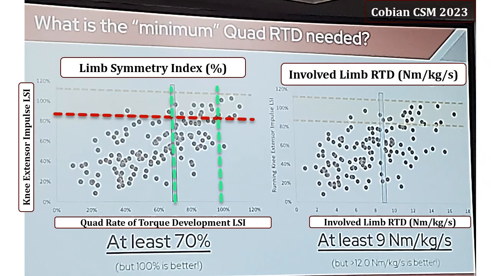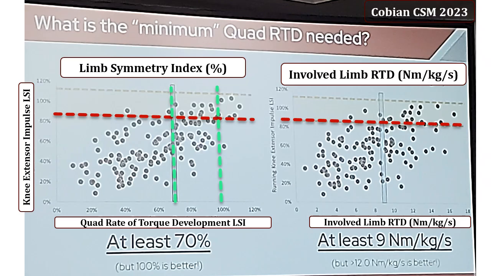That being said, when we look at this, not so much from a limb symmetry index, but when we look at the rate of torque development relative to body weight, in the second figure you have running knee extensor impulse, same as you did on the first graph. The x-axis here is the involved limb rate of torque development, and it's quantified in Newton meters per kilogram per second.